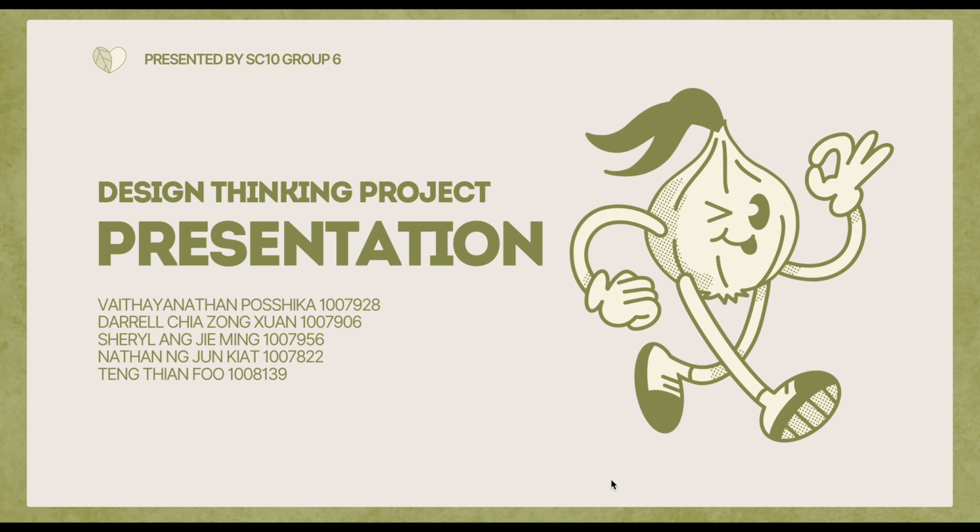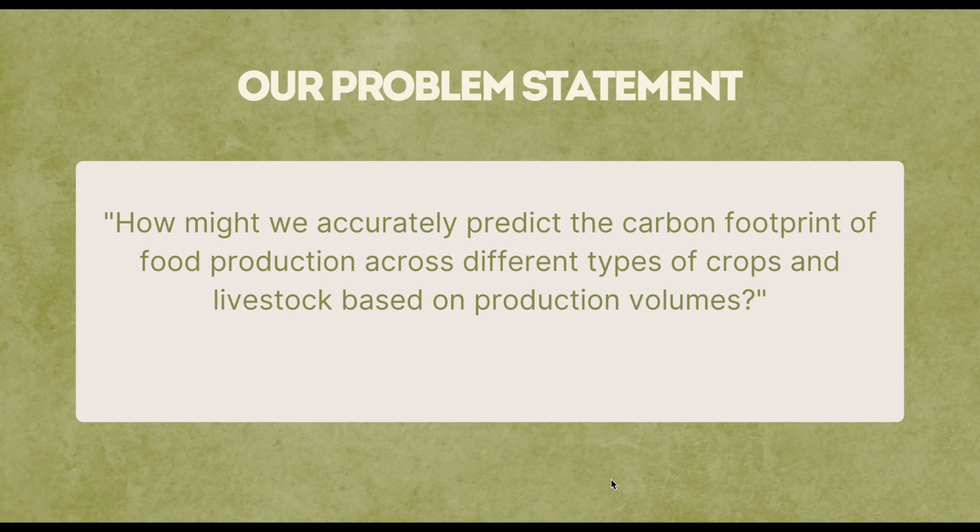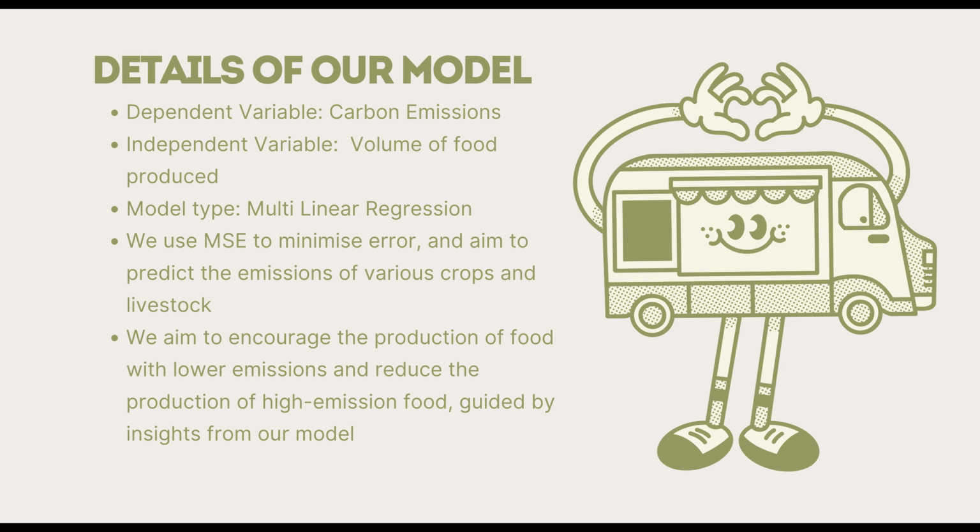This is Group 6 DTP video presentation, and our problem statement is how might we accurately predict the carbon footprint of food production across different types of crops and livestock based on production volumes. These are the details of our model. The dependent variable is the carbon emissions, and the independent variable is the volume of food produced.